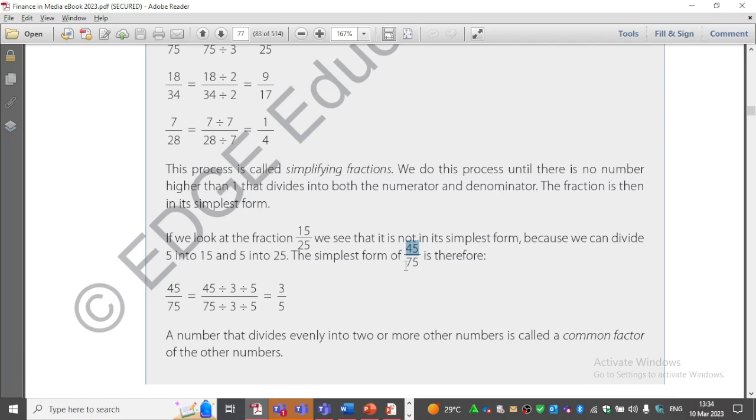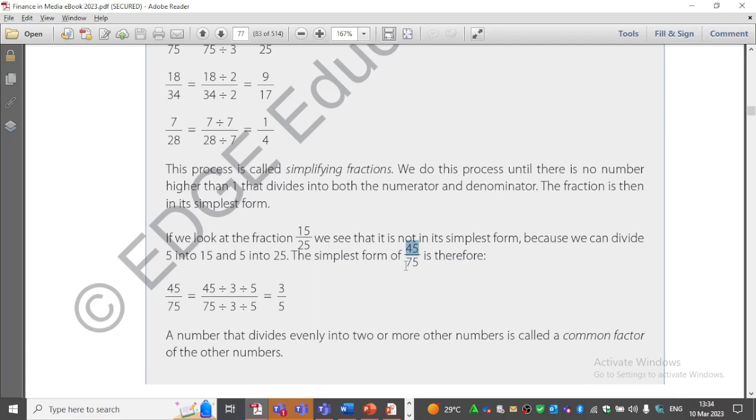We've got 1 already out. So we've got 2. Can 2 go into these numbers? Nope, it cannot go. So therefore we've got 3 as the second factor, the prime factor. Since 2 cannot go, we've got 3. Can 3 go into these numbers? Yes, it can go into these numbers.